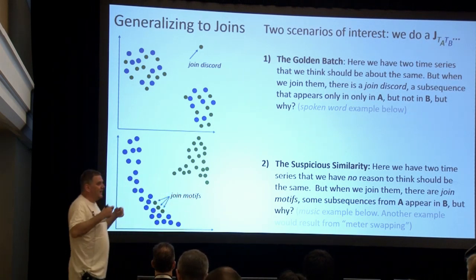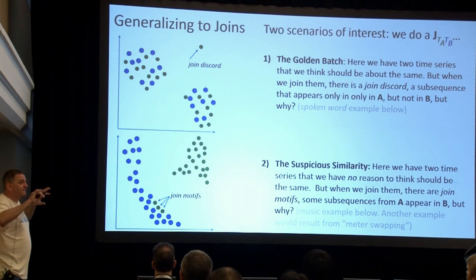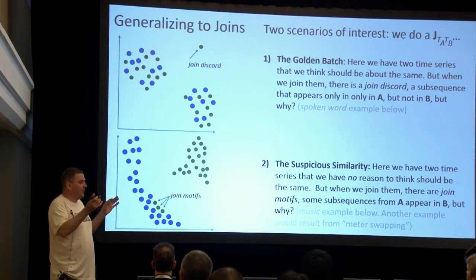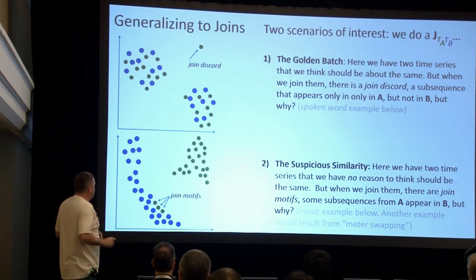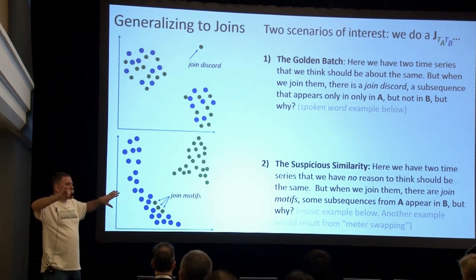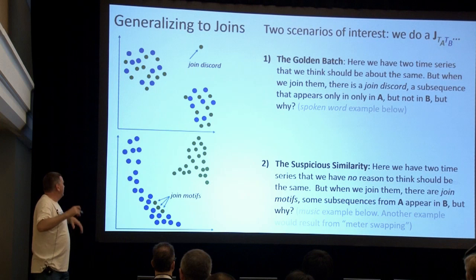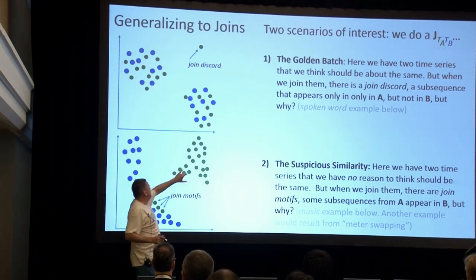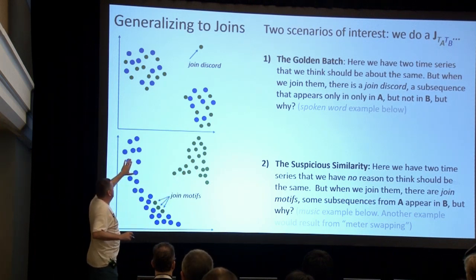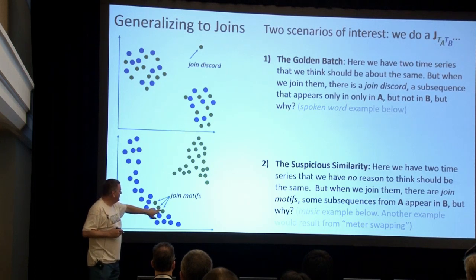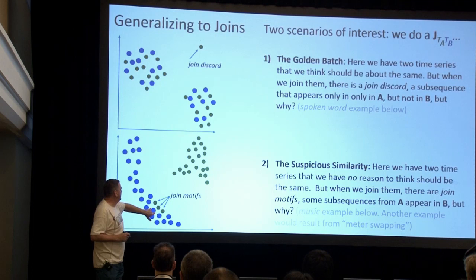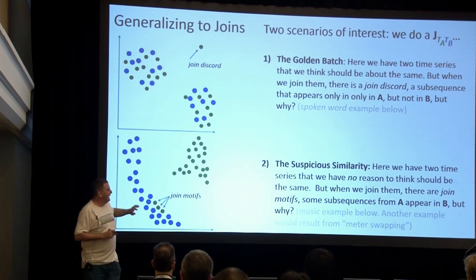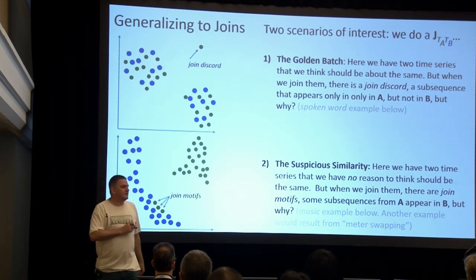But the opposite is also possibly true. Two things should be different, and they actually are the same occasionally, and why is that? I call it the suspicious similarity. So we have two different data sets, completely different, and we run a join, and of course they are different. So mostly you have stuff over here, mostly you have stuff over here, but there's one section here where the greens actually look like the blues, and you don't know why. And again, I'll show some examples of this in a moment.